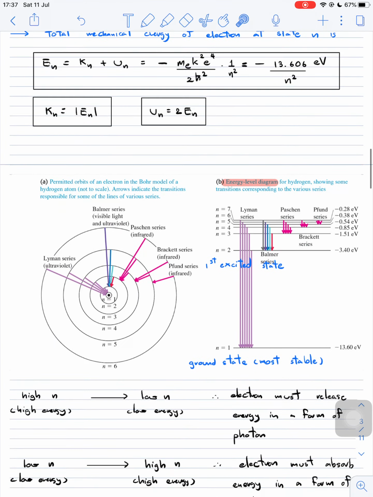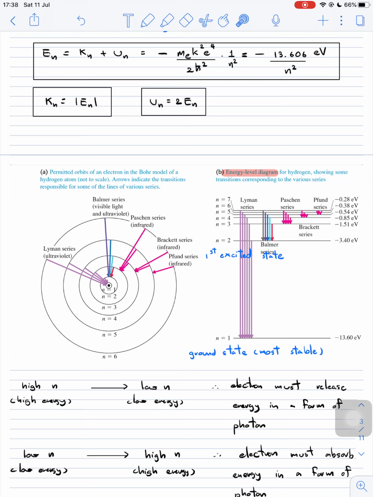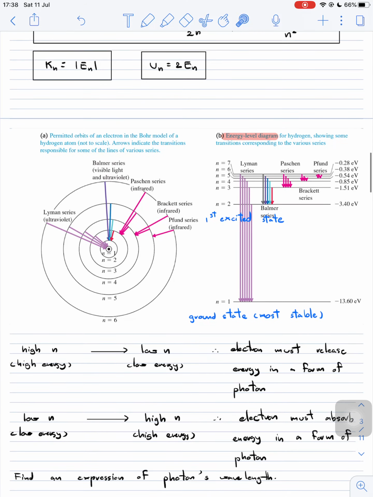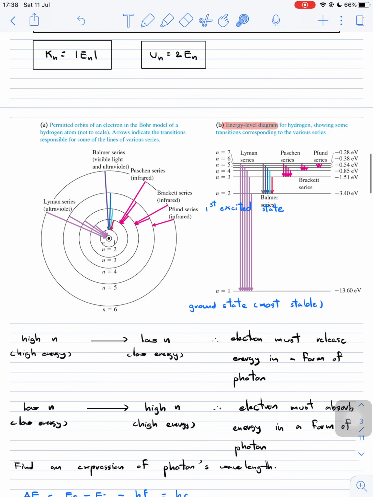Now let's go back to this picture again. Let's look at the emission spectrum. It means that we have the electron initially at the high n, and it will emit the photon and then go to the lower n. So for the first series here, it's called the Lyman series. It means that we have electrons in the state n equal to 2, 3, 4, 5, 6, etc., and then it will release the photon and come back to n equal to 1.